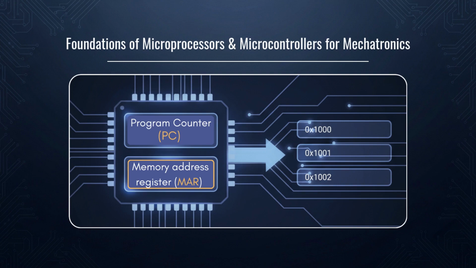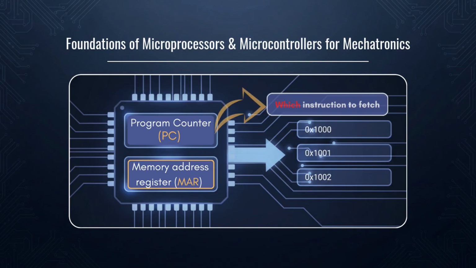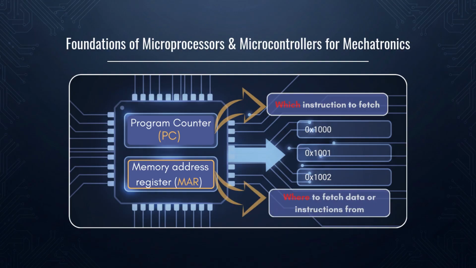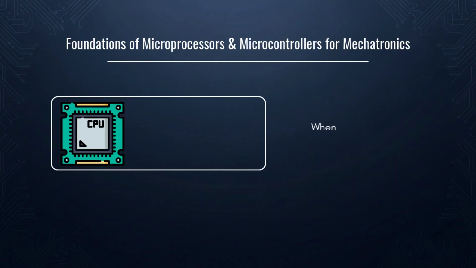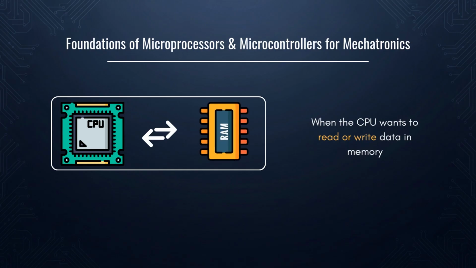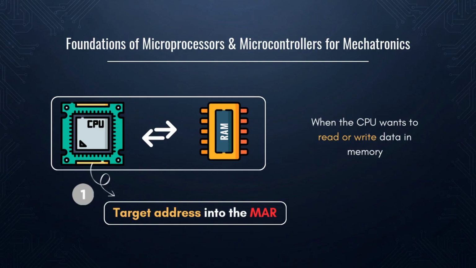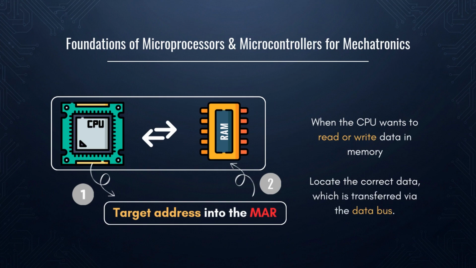The Memory Address Register, or MAR. While the program counter decides which instruction to fetch, the Memory Address Register specifies where to fetch data or instructions from. When the CPU wants to read or write data in memory, it first places the target address into the MAR. The memory then uses this address to locate the correct data, which is transferred via the data bus.